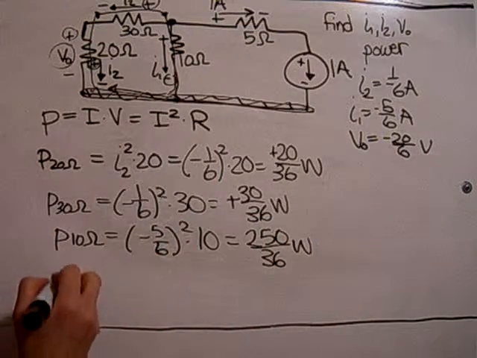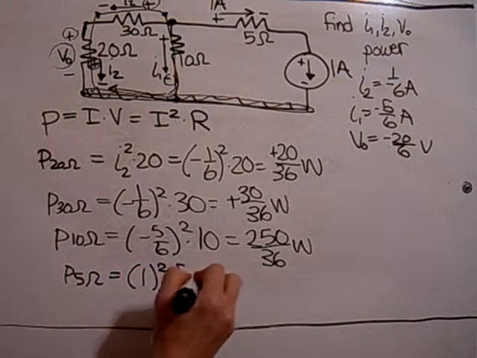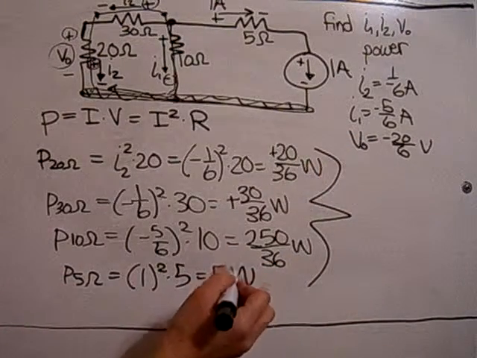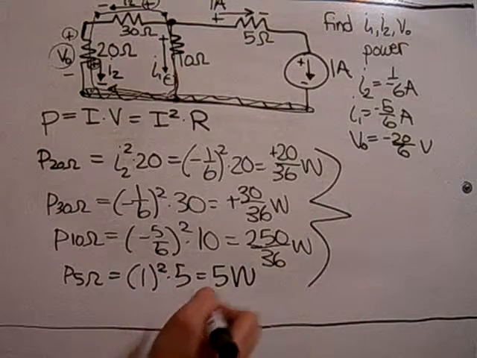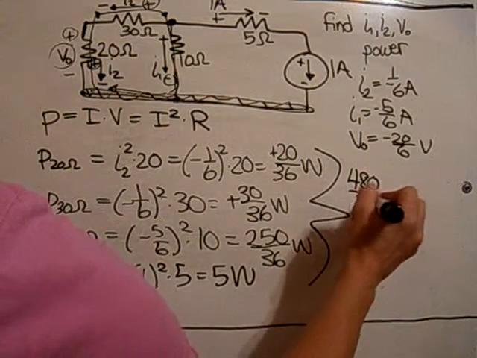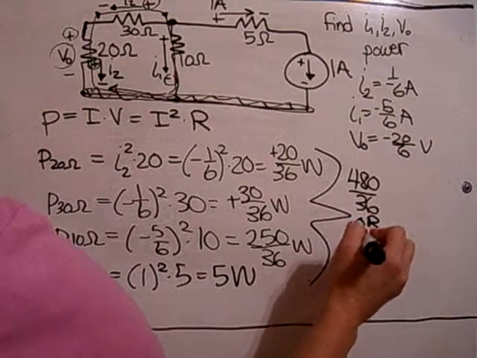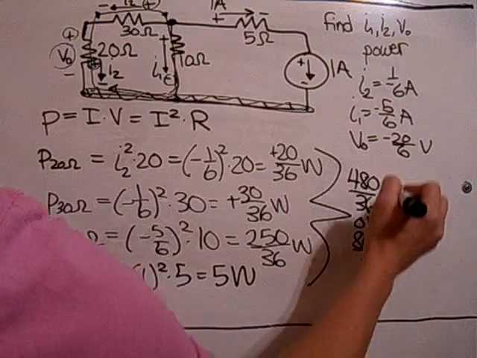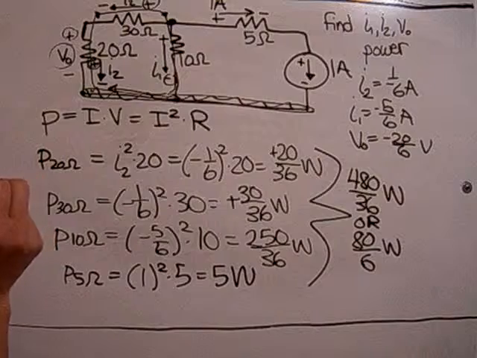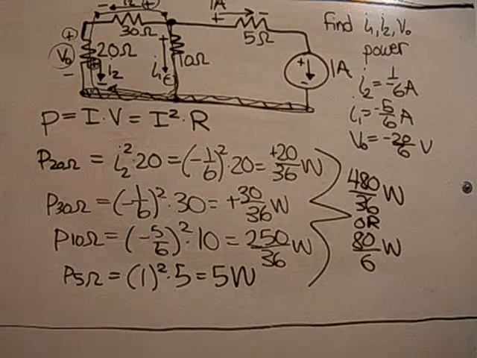And the last one, the power over 5 ohms, going through it I have 1, so this is 5 watts. Combining all of these and summing them up, I would change this to be 5 times 36/36. Adding them up gives me 480/36, or I can write it as 80/6 watts. That would be the combination of all of these. I'm doing this so that I can check that my source is generating and producing that same amount. That will check my answers to make sure they're also correct.